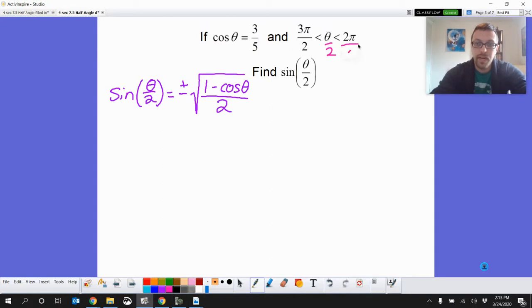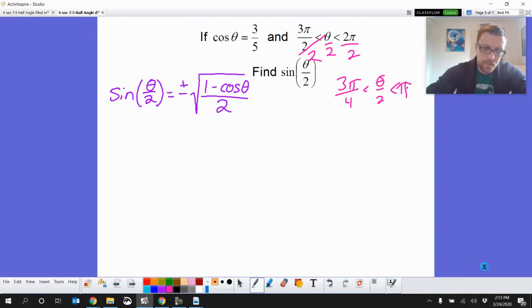So I want to divide all of these by 2. So 3 pi over 2, if we cut that in half, we're multiplying by a half. So we get 3 pi over 4 is less than theta over 2, which is less than pi. Okay, so theta over 2 is somewhere in there.